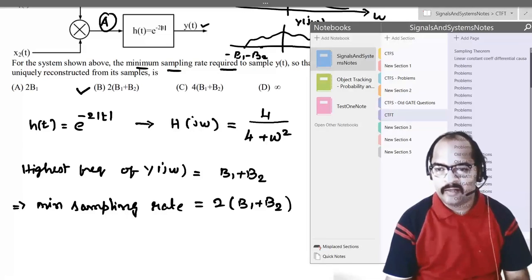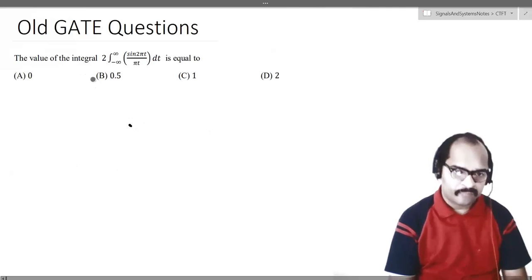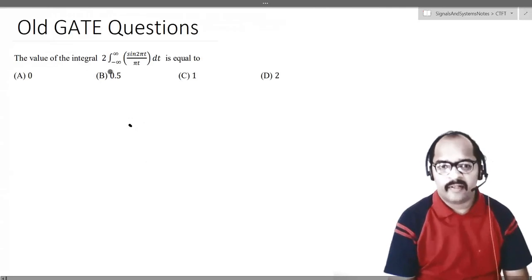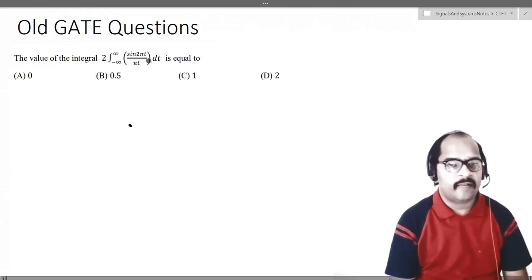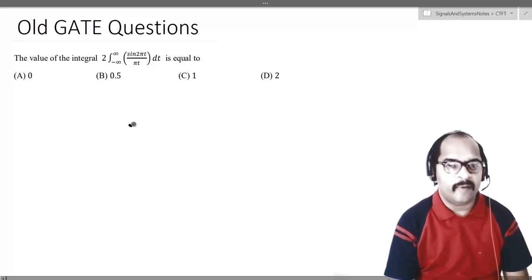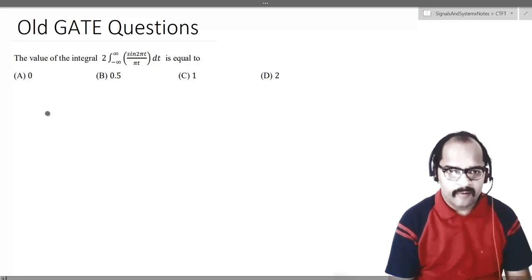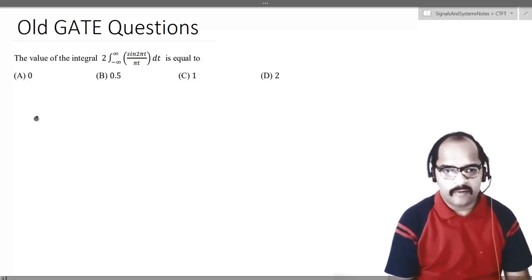Right. Let's go to the next problem, which is this. The question is: the value of the integral 2 times the integral from minus infinity to infinity of sin(2πt)/(πt) dt is equal to dash. So we know what the Fourier transform is.